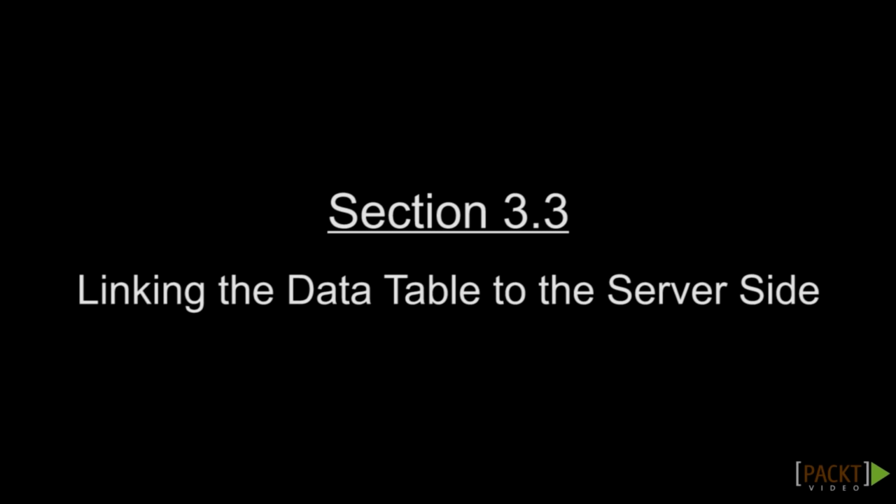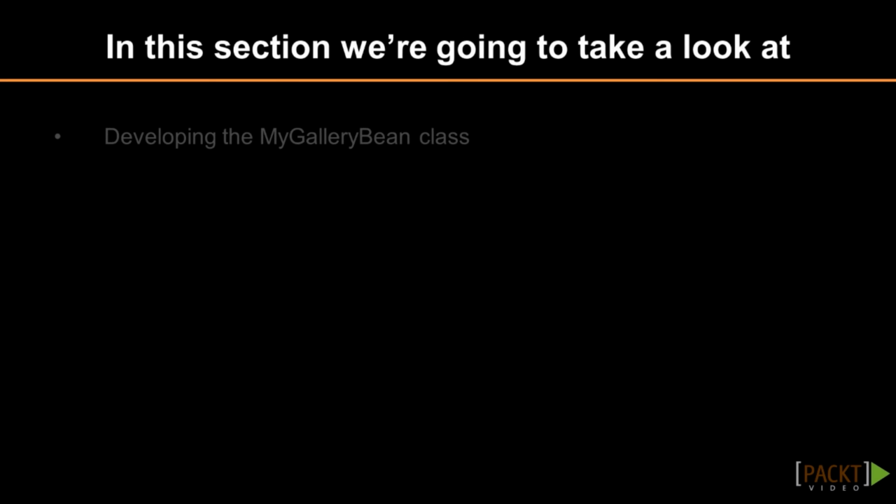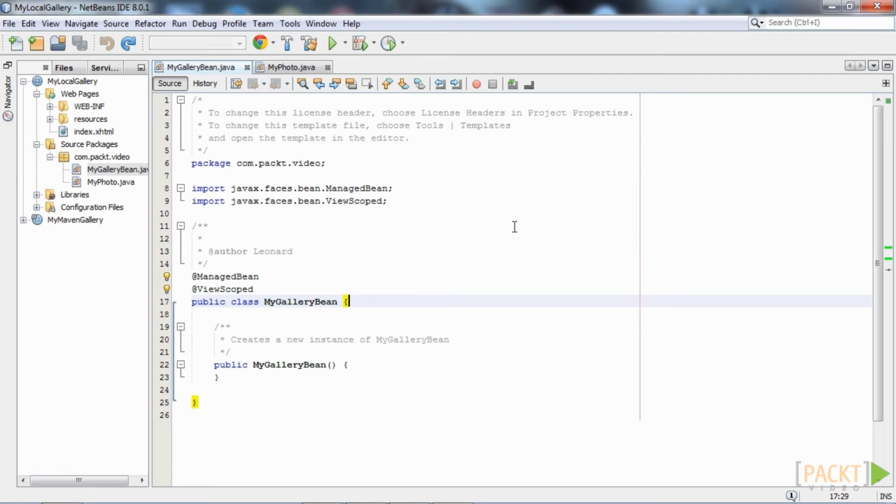Welcome to the third video of section 3. In the previous video, we have developed the My Photo class. Now, let's develop the My Gallery bean class, which is the main class of our application. This class is responsible to sustain the upload process and to provide the collection of photos that will be listed in the data table and in the gallery.